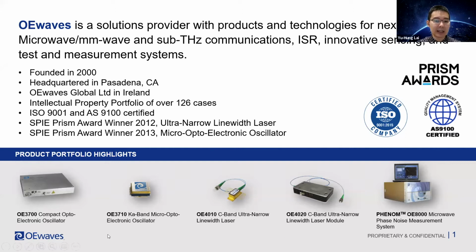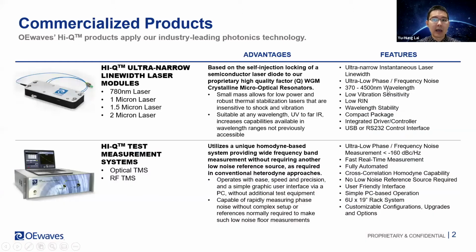So you can clearly see that we have a bunch of products in our portfolio, like a compact optical electronic oscillator, K-band micro OEO, C-band ultra narrow linewidth laser and modules, as well as the microwave phase noise measurement system. These days, we have a lot of key products. The two most important are the ultra narrow linewidth laser modules as well as the test measurement system.